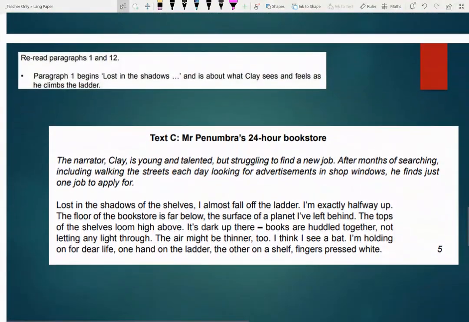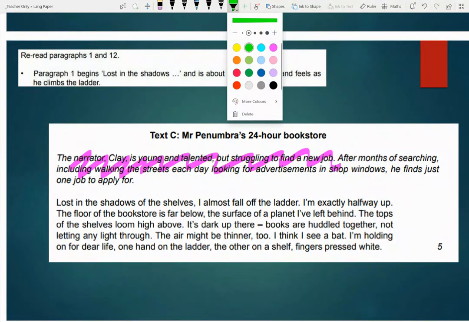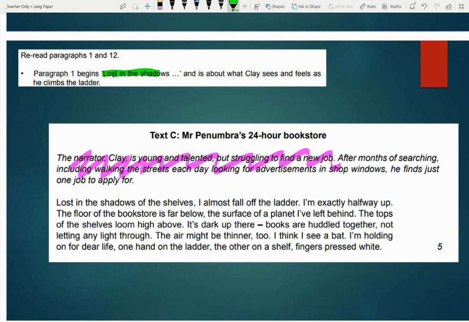So let's see how that works. I've written a model response that I'll take you through now. So let's talk about this first bullet point. So reread paragraphs 1 and 12. Paragraph 1 begins, "Lost in the shadows," and is about what Clay sees and feels as he climbs the ladder. Most of the texts have this little bit here in italics. That is not paragraph 1. So make sure that you're reading and analysing the correct paragraph.